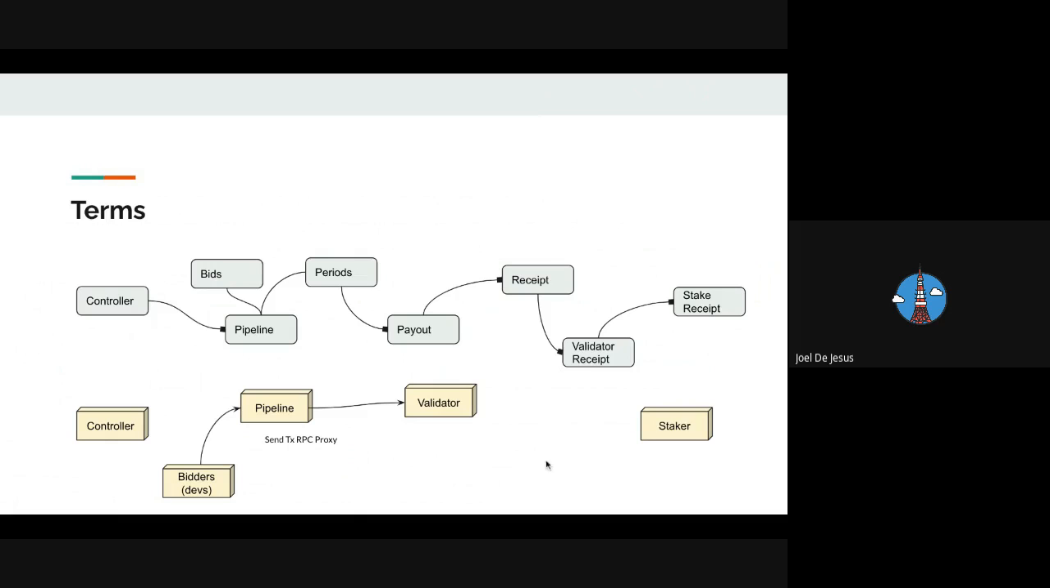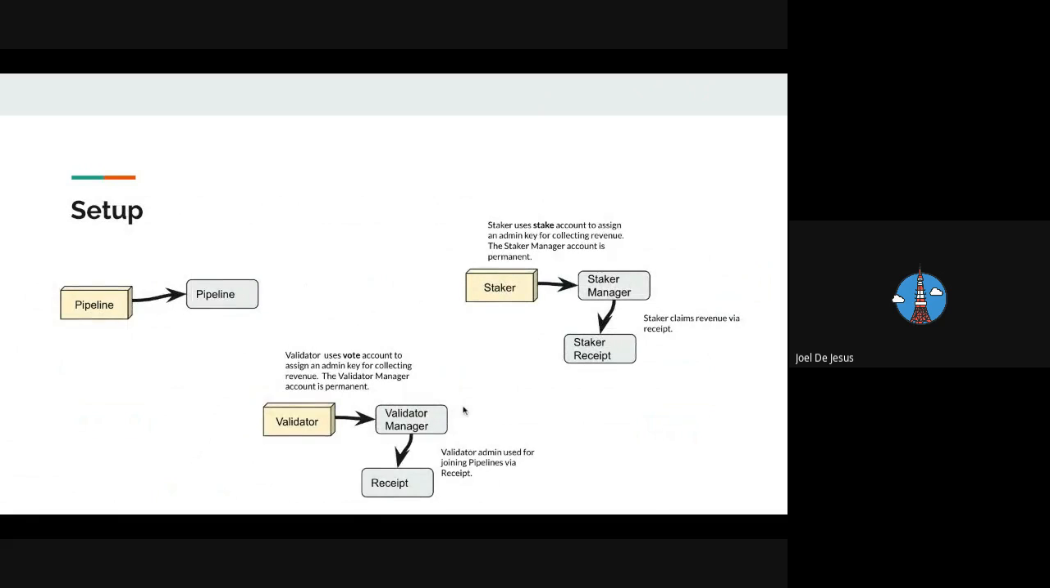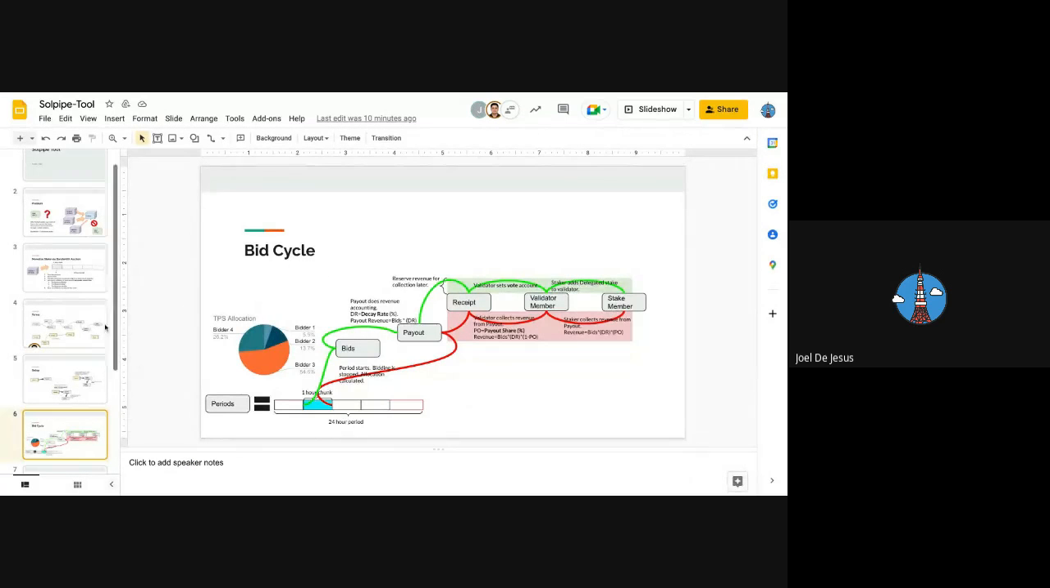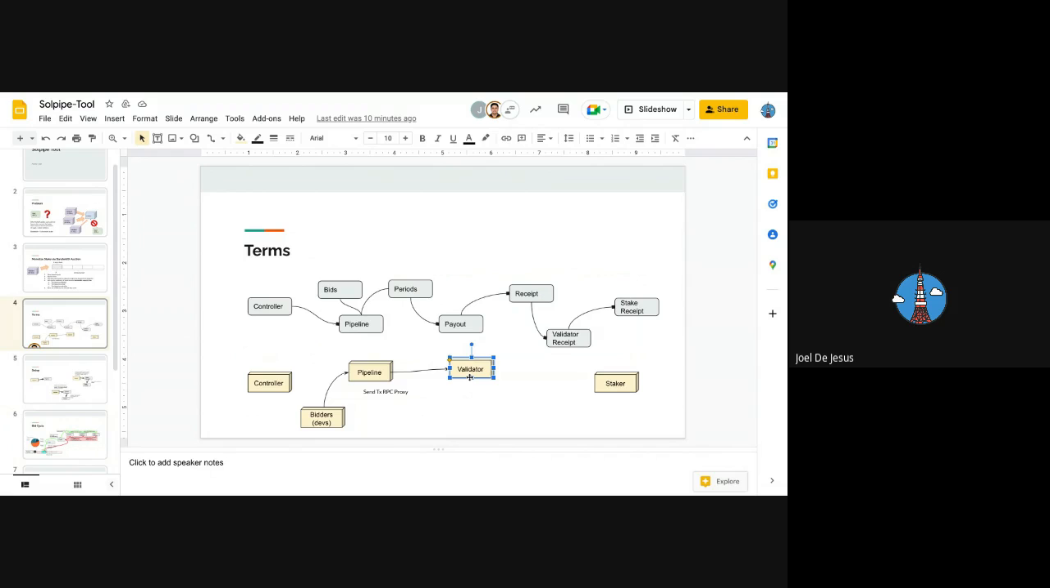So let me go back to the validator. The validator is the one who actually talks to the leader, right? But the bidders talk to the pipeline. Pipeline proxies the transaction to the validator. But actually, you have multiple validators here. So the pipeline actually sends transactions to a set of validators.